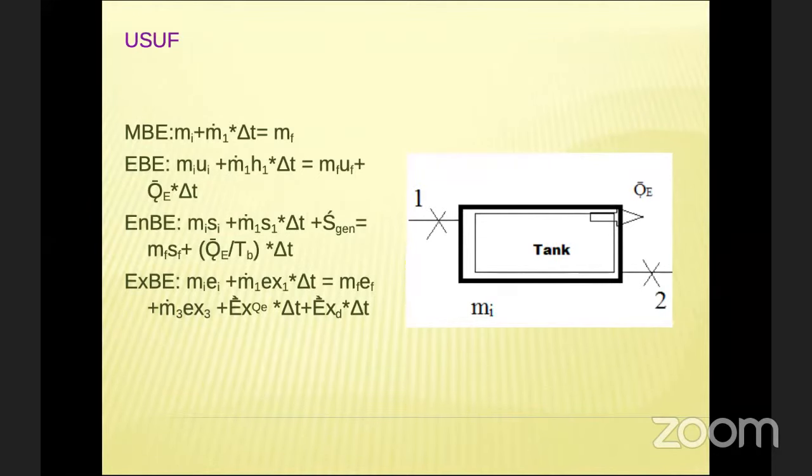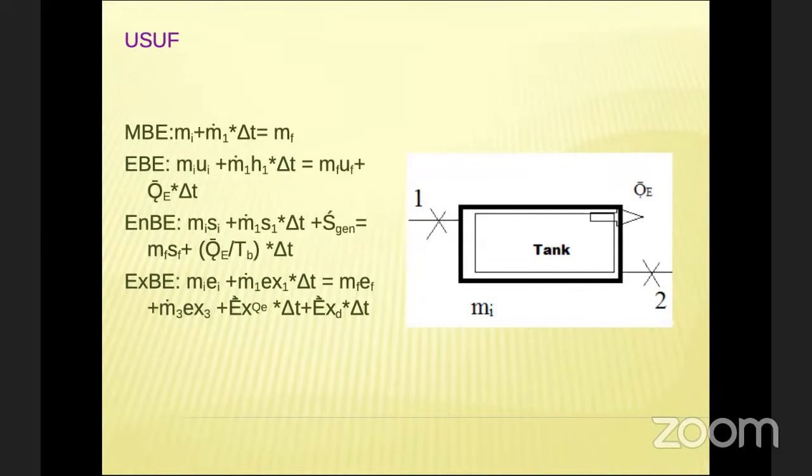Next, exergy. If you are writing the energy balance, you can write the exergy balance as well. As I already told, you just replace U by ex_i and H1 by ex_1, but don't forget to include the exergy destruction. Okay, now actually this is not the exergy destruction rate, it is exergy destruction only, because we are just multiplying by delta t.